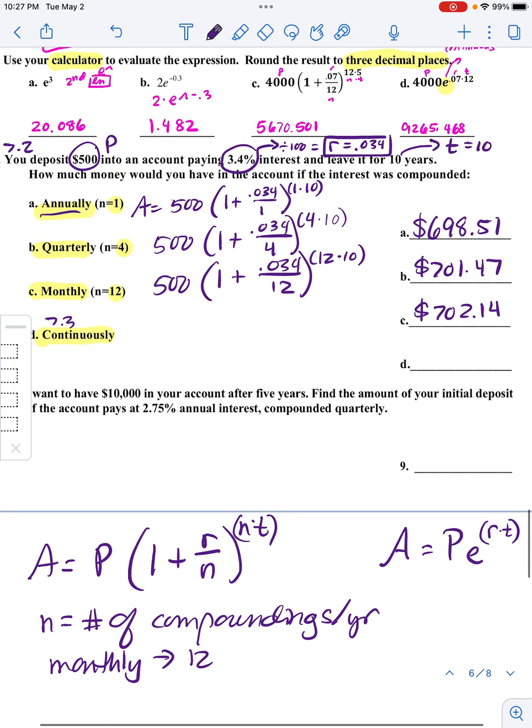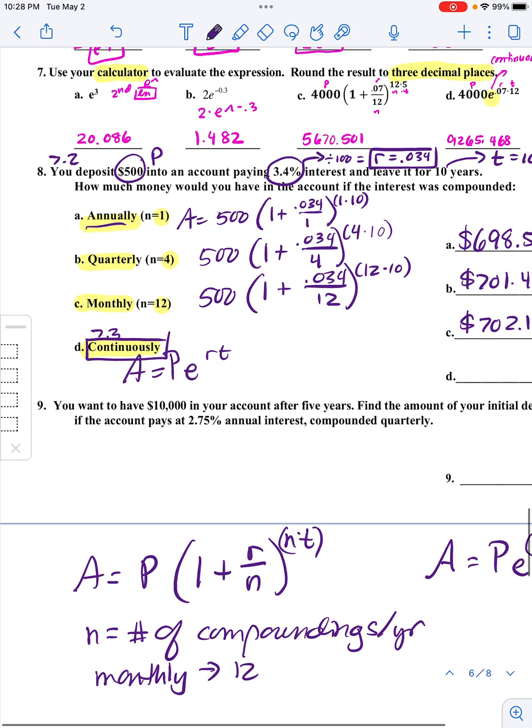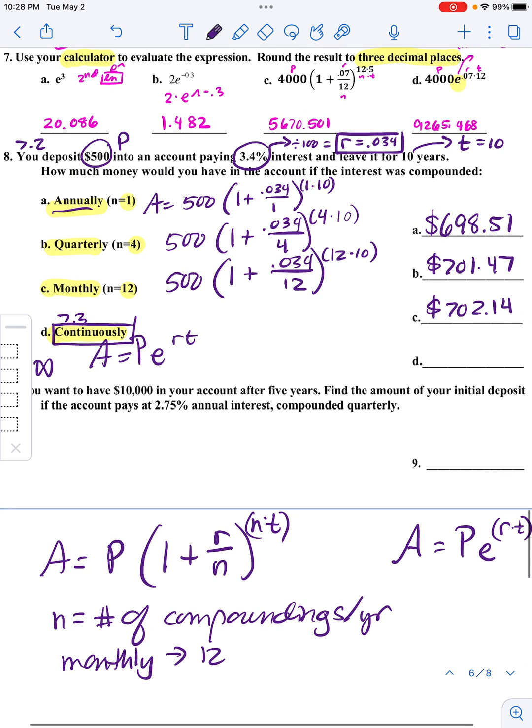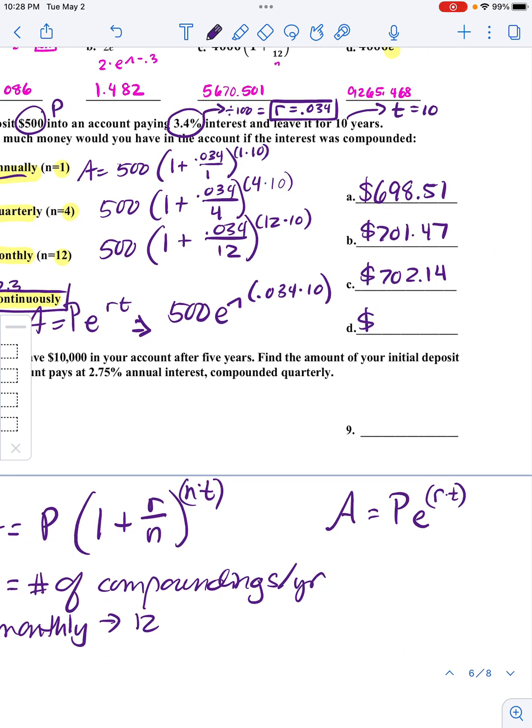And then continuously is telling you that you have to use this formula. That's the only time you use it, and it's the only formula that works for continuously, because continuously means an infinite number of times a year, and you can't plug infinity into a formula. But you still have 500 as your principal. E is now a part of your equation, just like pi is a part of a bunch of circle equations. And then you're raising it to the R, which is 0.034, times T, which is 10 years. So when I did that, I still got 702, but it went up a little bit to 47 cents.